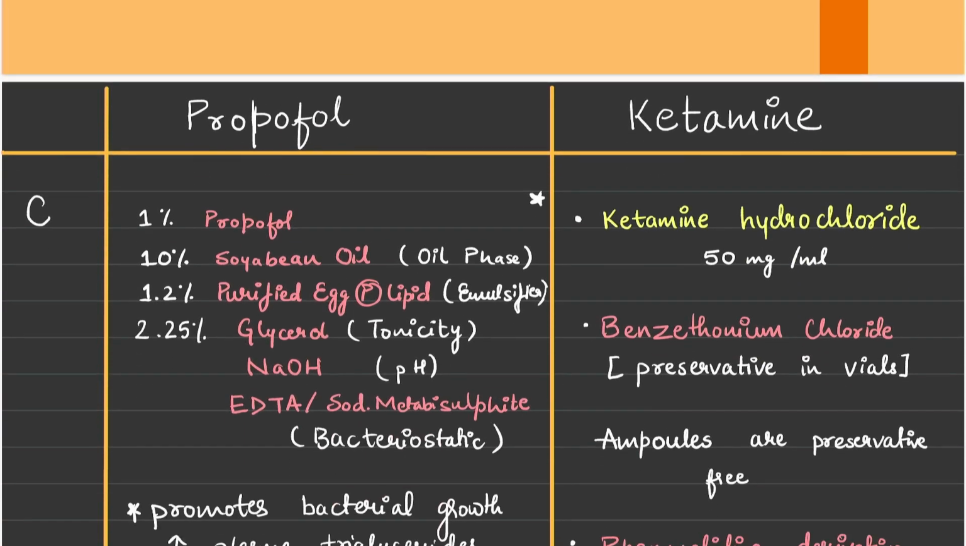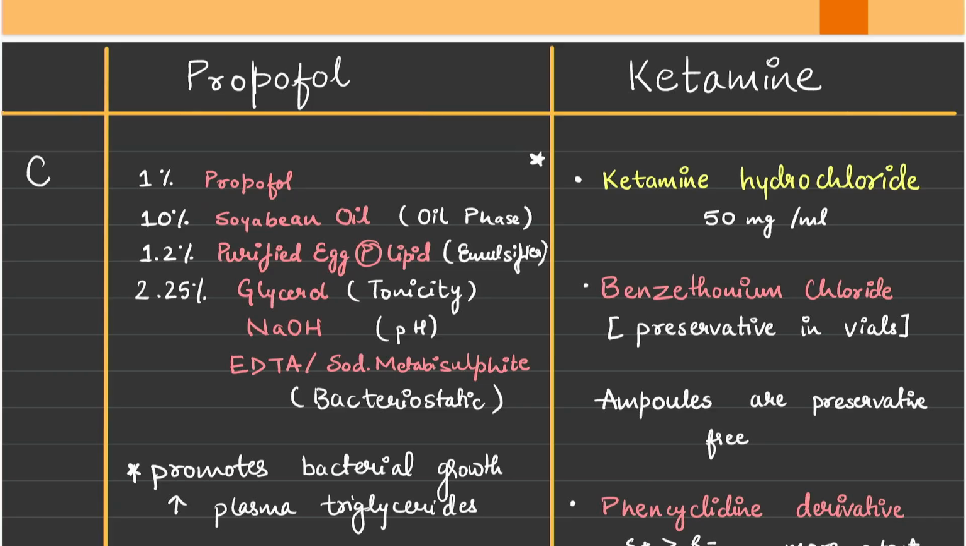The format is Kappa, Dorset, and Dame. We will discuss both of the drugs in the same format one by one. So first we will discuss Propofol.